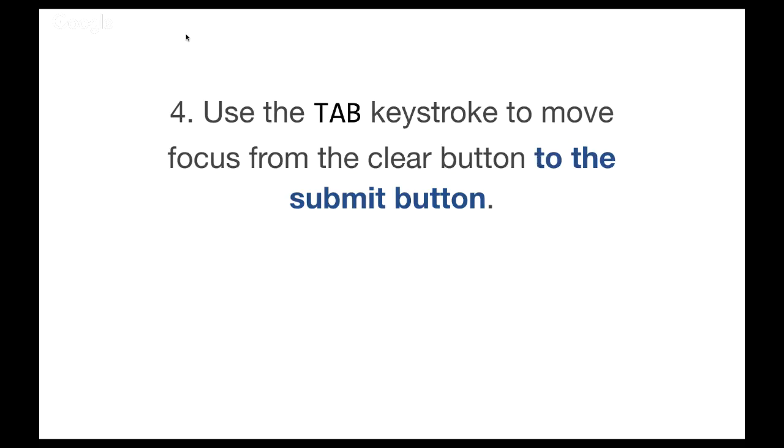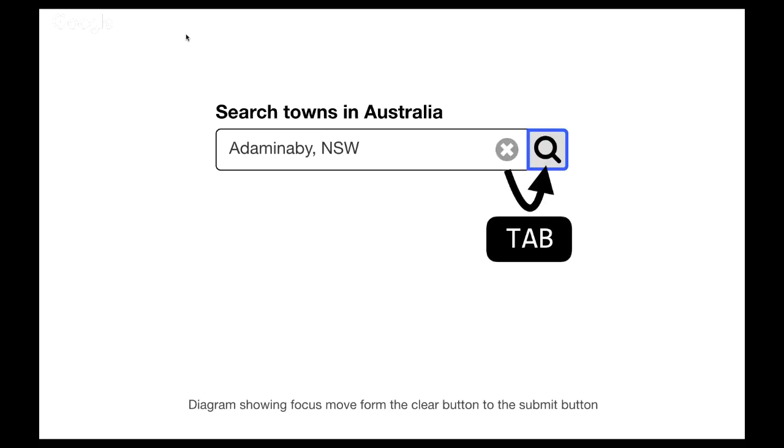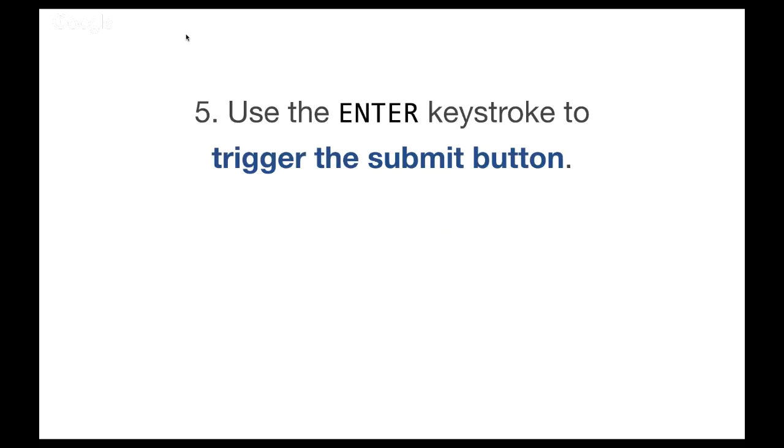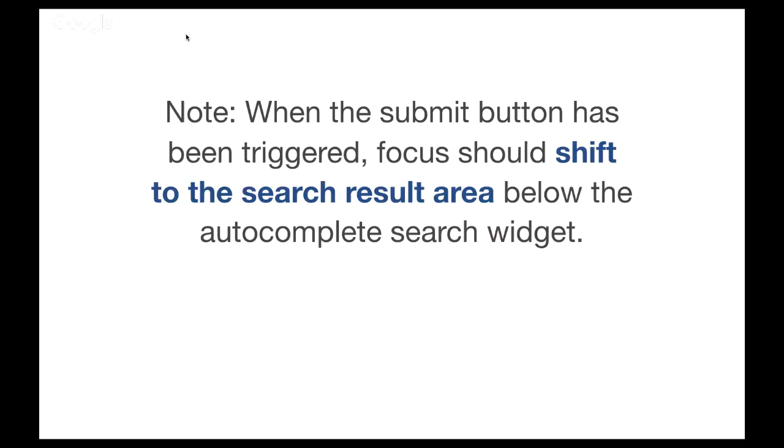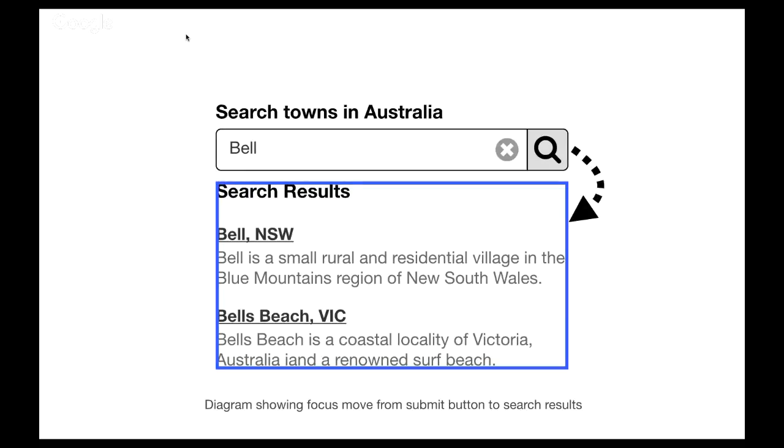Users should be able to use a tab keystroke to move the focus from the clear button to the submit button. So in this diagram, focus shifts from clear to submit. They should be able to use the enter keystroke to trigger the submit button. Now these are standard button behaviors, so it should be a no-brainer, but regardless. So this diagram shows that the submit button should be triggered with an enter keystroke. Now, when the submit button has been triggered, focus should shift to the search results below. So in this diagram, after the user hits submit, the focus now shifts down below, and it should be announced so that screen reader users, etc., know that they're now on the search results area.